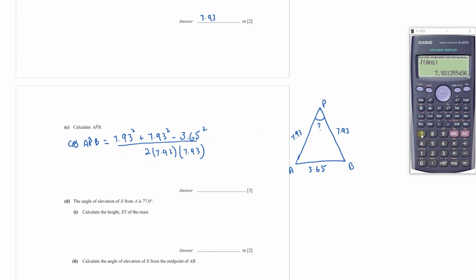So let's calculate this. 7.93 squared plus 7.93 squared minus 3.65 squared, and then this divided by 2 into 7.93 multiplied by 7.93. And then you take the cosine inverse. So cosine inverse of this will give you the angle, which is 26.6. So APB, which is cosine inverse of all of this, is 26.6 degrees.